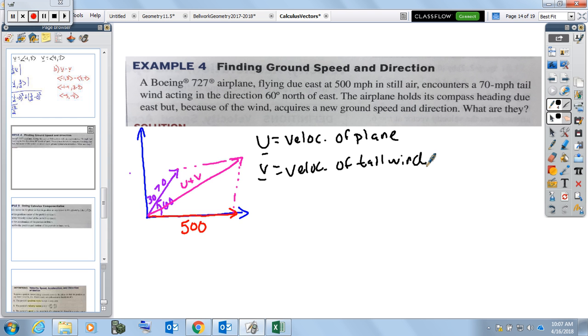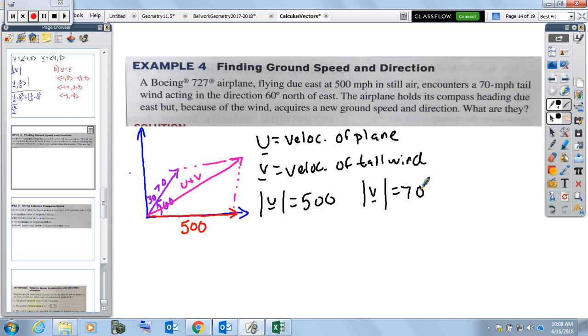Okay, let's think about this for a sec. The magnitude of the velocity of the airplane alone, we already said, is equal to 500. The magnitude of v in this case is going to be 70. Now, what do we actually need to find? We need to find the magnitude and the direction of the resultant vector, or the addition of these two vectors.